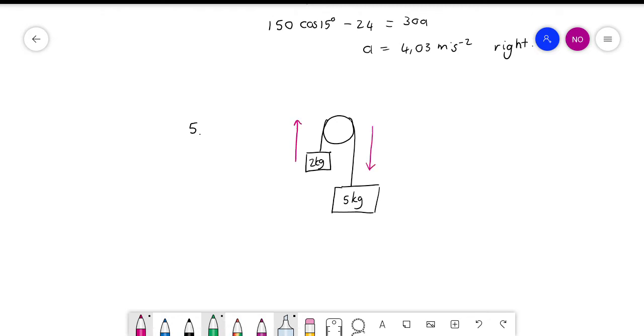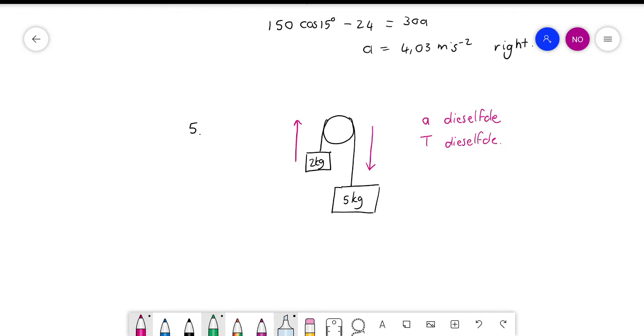What did we say about this? They will accelerate at the same rate. En wat het ons nog gesê is dieselfde vir al twee? Spanning. It's the same but in opposite directions.